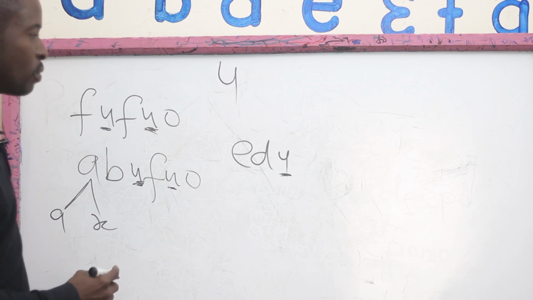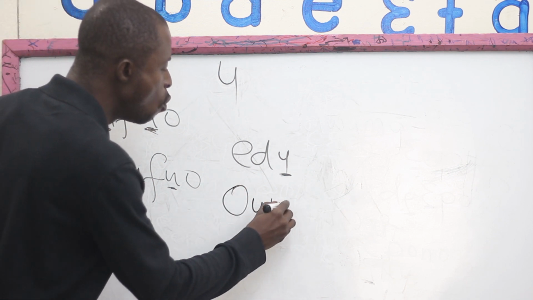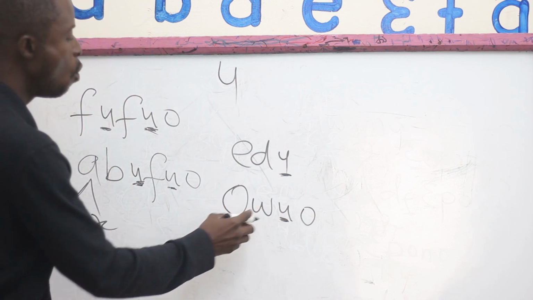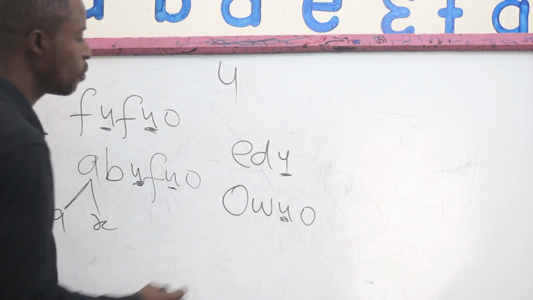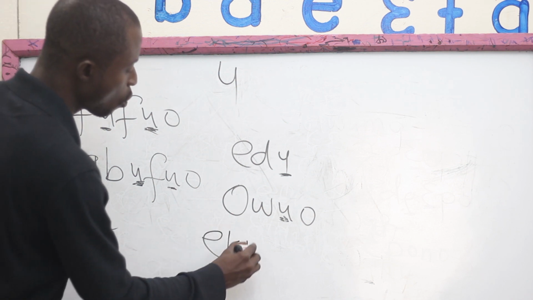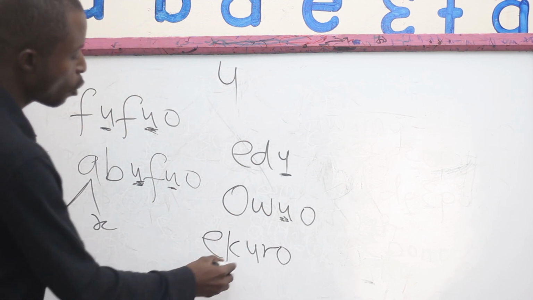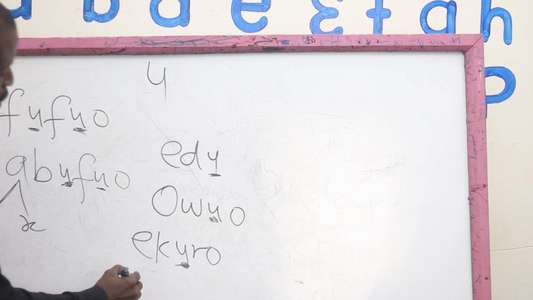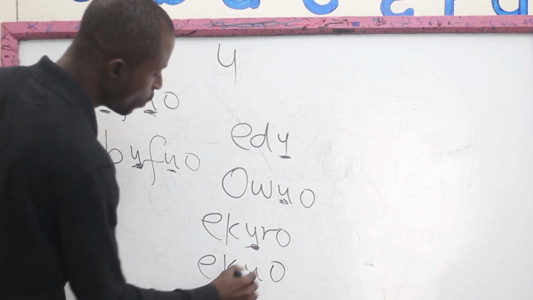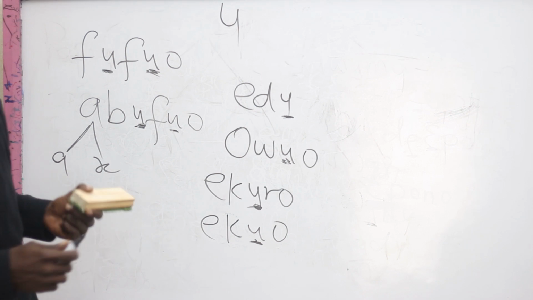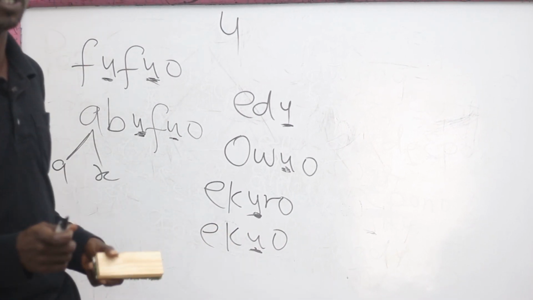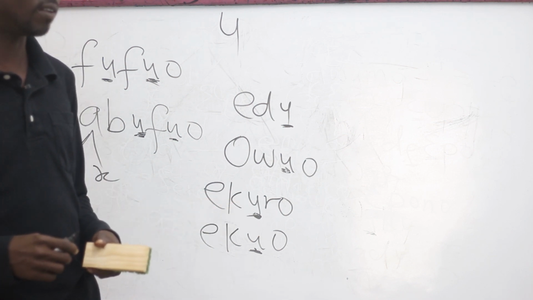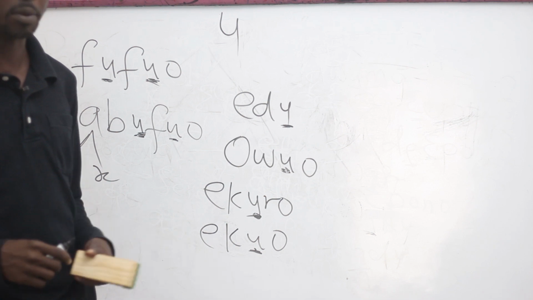Owuo, owuo as in death. We have ekuro, ekuro as in town. Ekuo, ekuo as in organization. There are so many examples we can give, but because of time, let's move on. I just want you to know the pronunciations of each of the sounds.